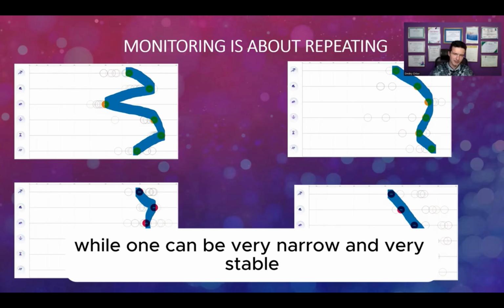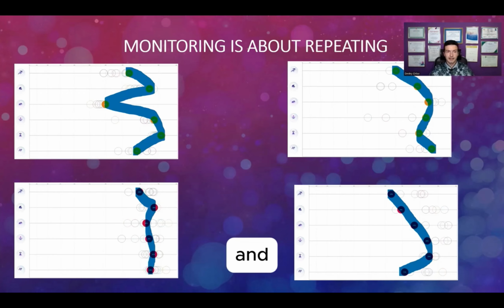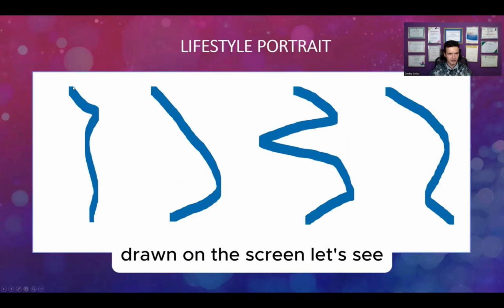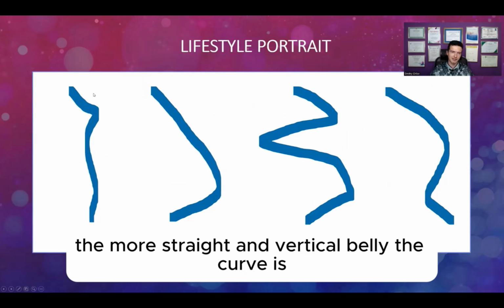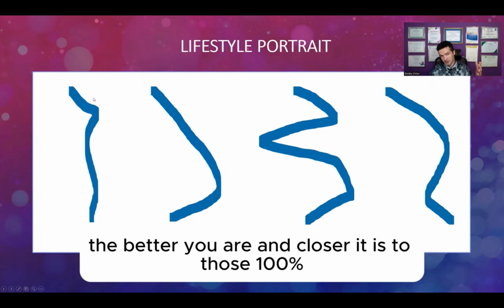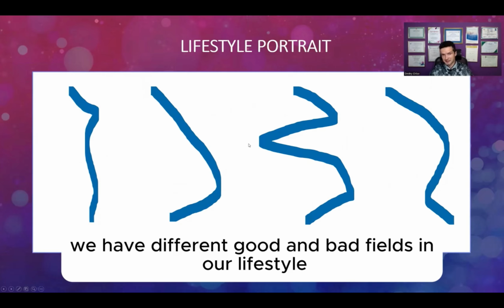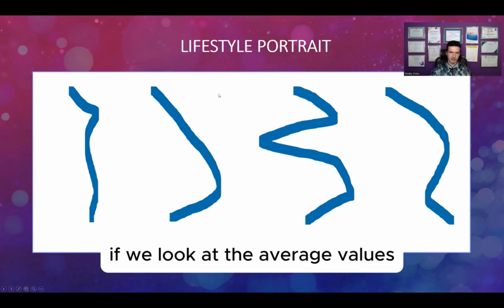While one can be very narrow and very stable, another one can be very unstable. And this kind of curve that I have drawn on the screen, I see it as a lifestyle portrait. The more straight and vertical the curve is, the better you are, and the closer it is to 100%, the better it is. But of course, we have different lifestyles, different good and bad fields in our lifestyle, so that's why our curves are different. We look at the average values.